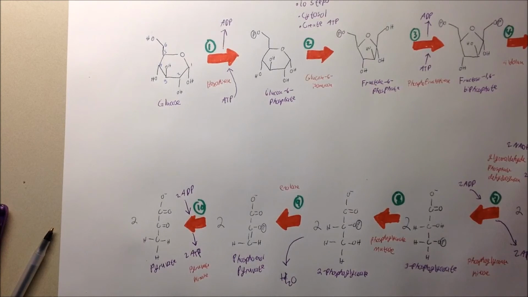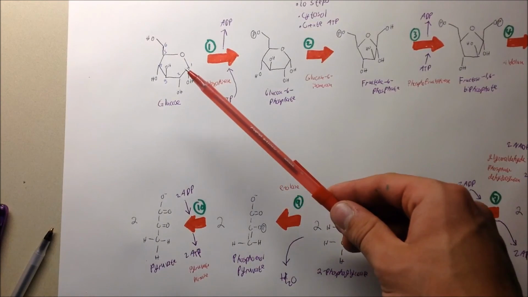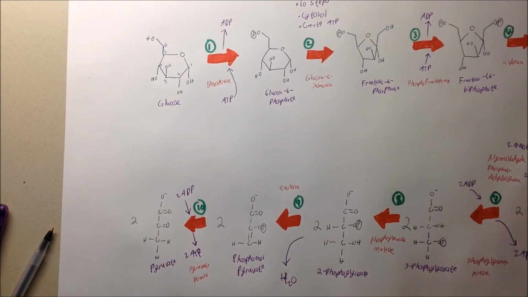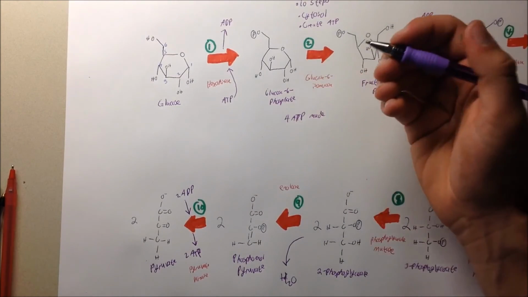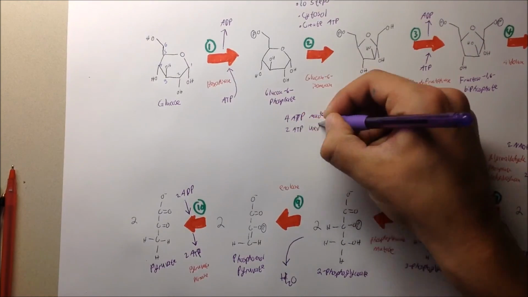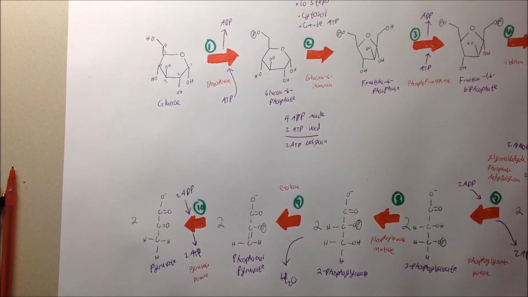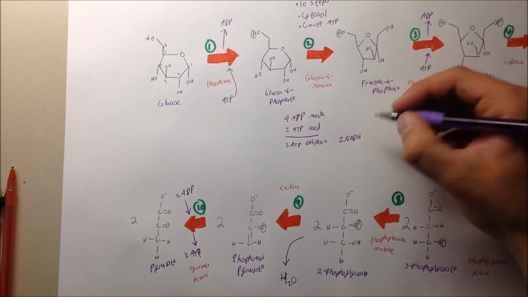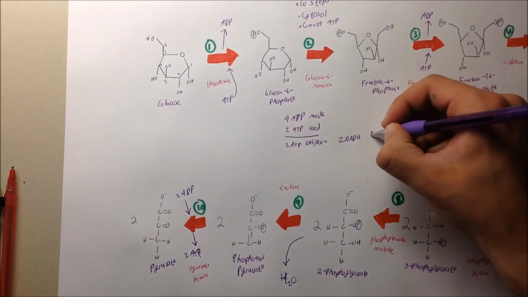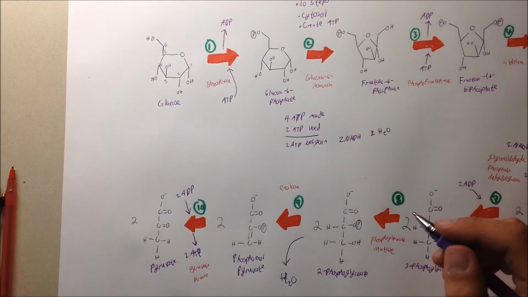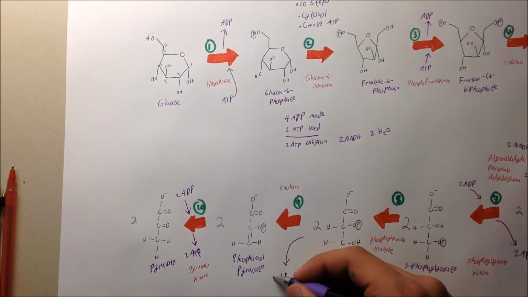So, all in all, the entire process of glycolysis changes 1 glucose molecule to 2 molecules of pyruvate. You make a total of 4 ATP, but you use 2 ATP. So, that gives you a net gain of 2 ATP. Also, you get 2 NADHs from this, and 2 water molecules, because there are 2 molecules here.